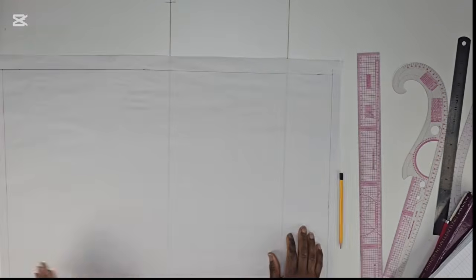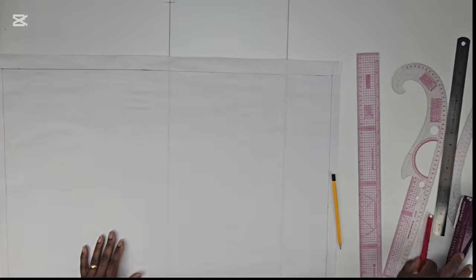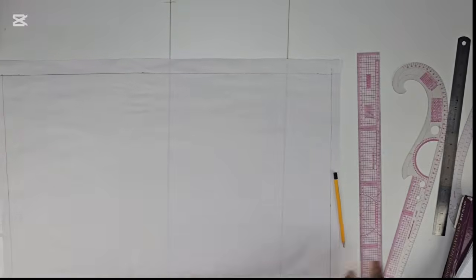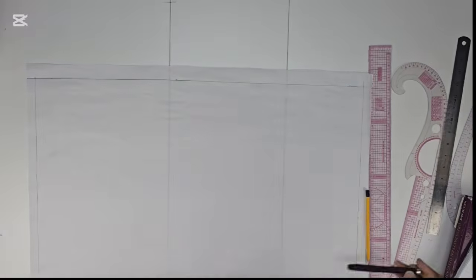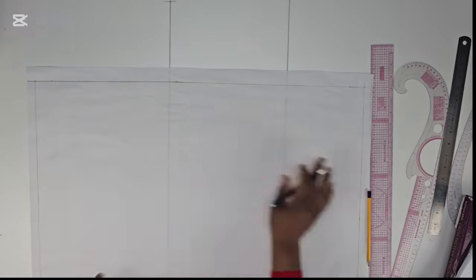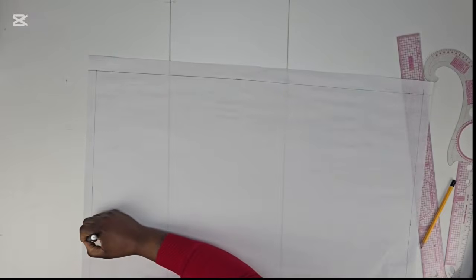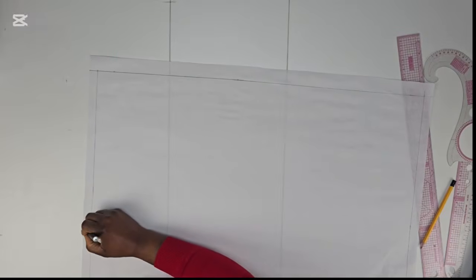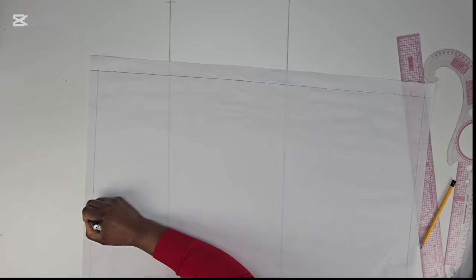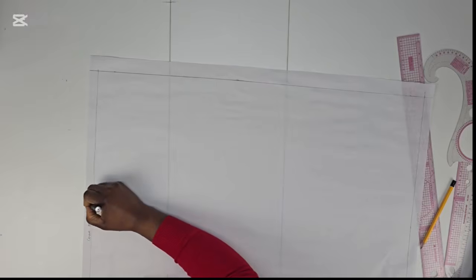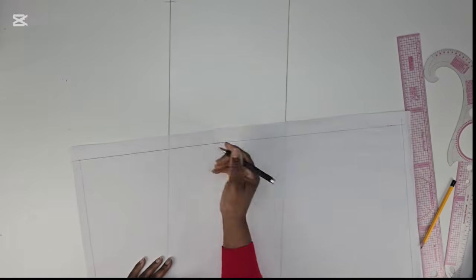So our notations now. So this is CB. CB meaning center back. So I'll just put center back in bracket CB. Okay. Here, top line.